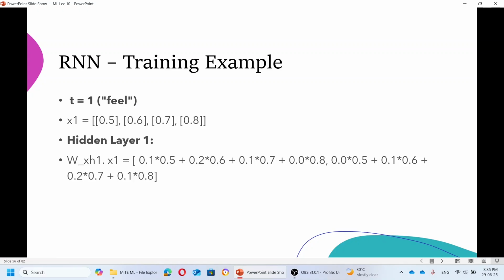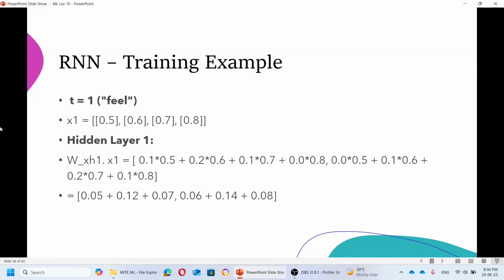At t is equal to 1, now we input feel, and we have x1 equal to 0.5, 0.6, 0.7, 0.8. Here x1 is not the neuron number, it is indicating this second input. Otherwise the number of neurons at the input are the same, x0, x1, x2, x3. So don't confuse this x1 with the embedding x1. This x1 represents the word feel over here. And again we do the same thing. Our weights are the same.